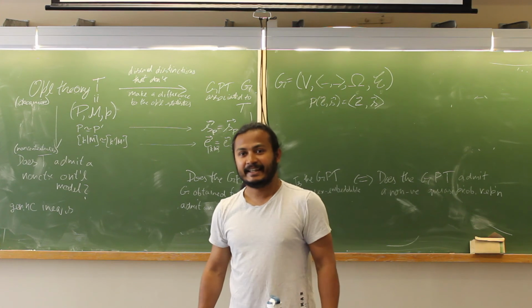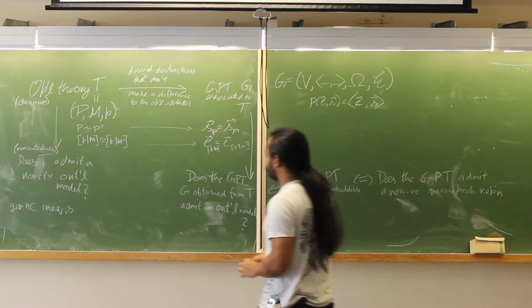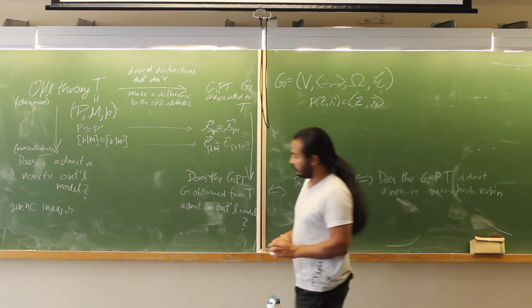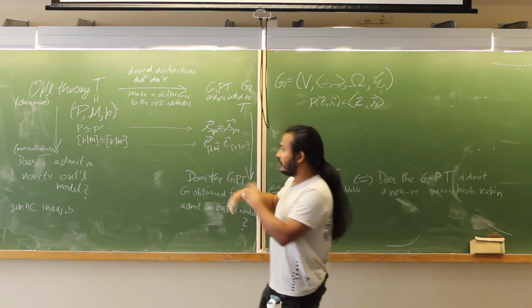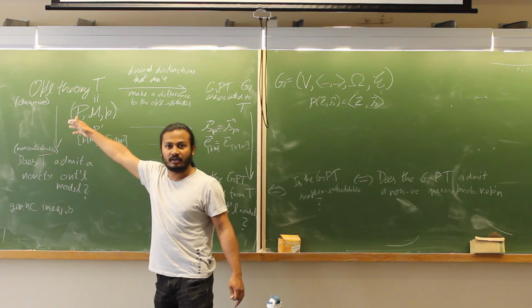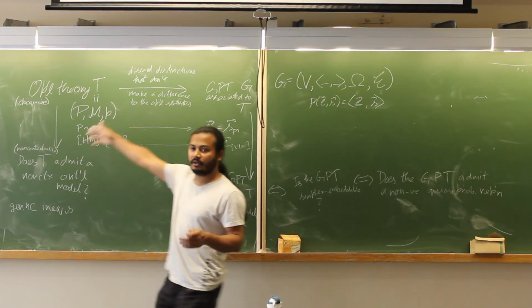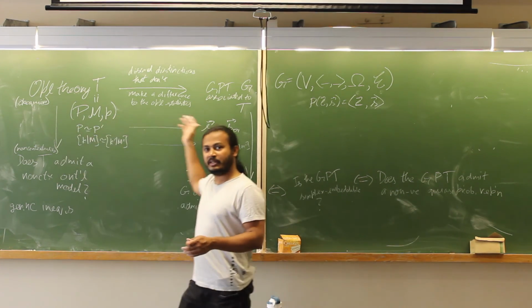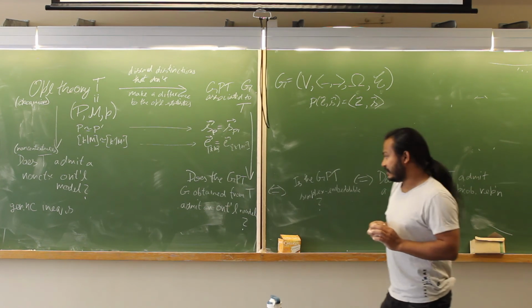Can you repeat the direction? So it's the fact that the GPT admits an ontological model that guarantees that the underlying operational theory also admits a non-contextual ontological model. And if the operational theory admits a non-contextual ontological model, it means the associated GPT admits an ontological model. Okay, so there's that.